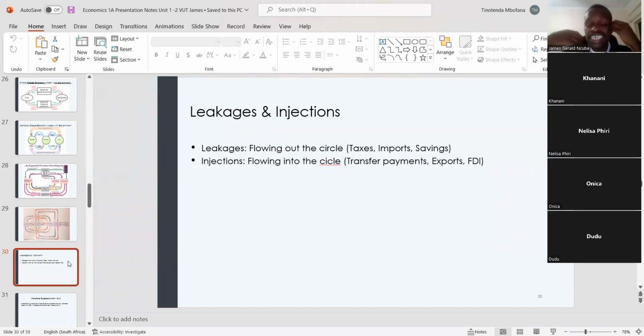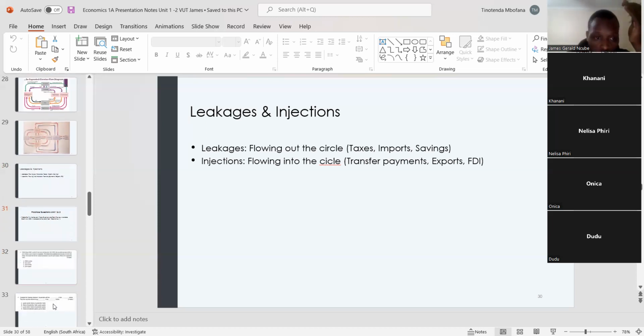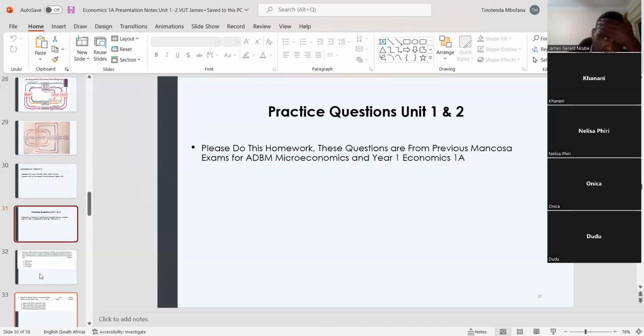Then injections, this is money that is coming in. For example, a government grant to an individual, that's an injection. An export, that's an injection, because although the goods are going out, money is coming back in because the foreigners are going to pay for your goods and services. Or a foreign direct investment. If the foreigners come and invest capital into South Africa, that's another injection. That is what is happening within the economy. So there are leakages and injections that we find within the circular flow of income.